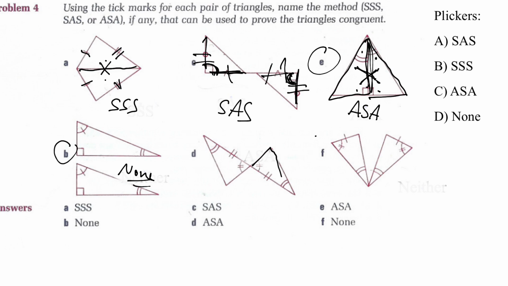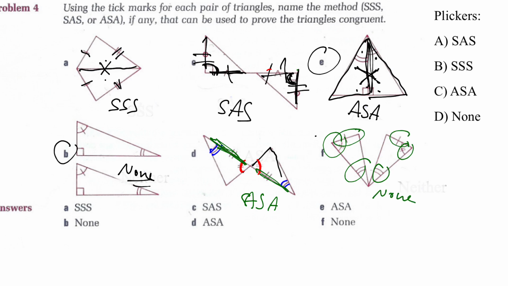This one, I have an angle. I should use some color here. So I have this angle is congruent to that angle. I also have this angle is congruent to this angle. And I have a side, but is it the right one? And the answer is yes. That's the included side. It's between the two angles. So this one is ASA. And this one over here has two angles, but the side is the wrong side, so it's none. So those are some quick questions like that.